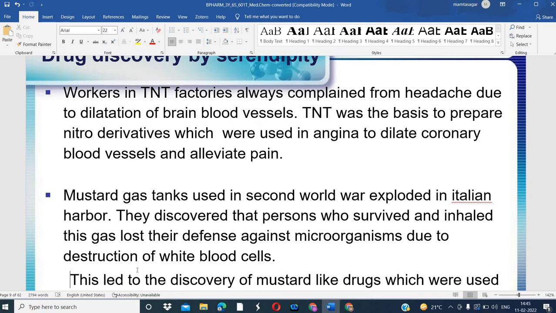The fact is, workers always complained about headache due to dilation of blood vessels in the brain. So TNT was the basis to prepare nitro derivatives which were used in angina to dilate coronary blood vessels and alleviate pain, okay.